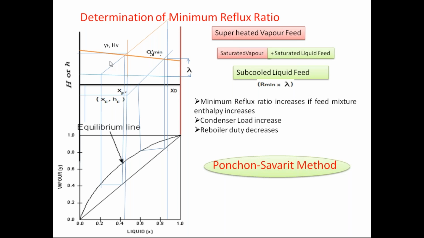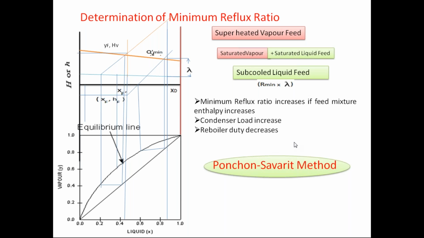Why has it become a pinch situation? Because these two points, when you come down on this line and also on the saturated vapor line, both meet on the equilibrium point. Therefore, this has become a pinch point. So the pinch line as well as the operating line are both on the same straight line. Therefore, it has become a pinch situation for the superheated vapor. So this will again give QD minimum when the feed is superheated vapor.